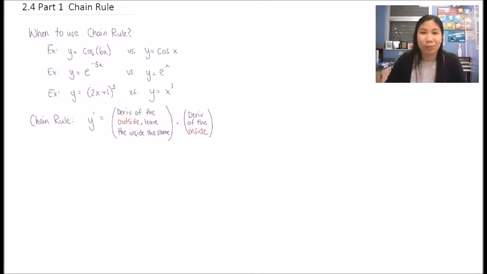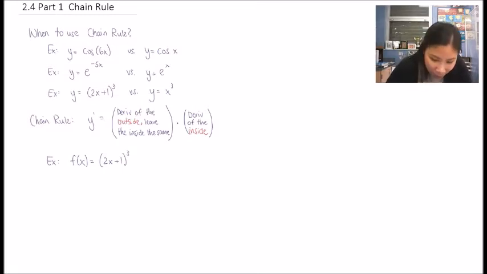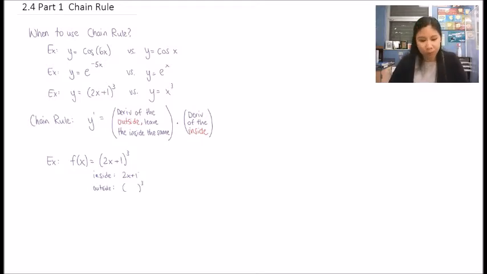So let's do an example using this. I'm going to use the equation I was just talking about, y equals (2x plus 1) cubed. In this case, our inside is the 2x plus 1. In general, it's usually the stuff inside the parentheses, so that's a really good way to tell when you would need to use chain rule. The outside stuff, not including anything on the inside, would be the cube.